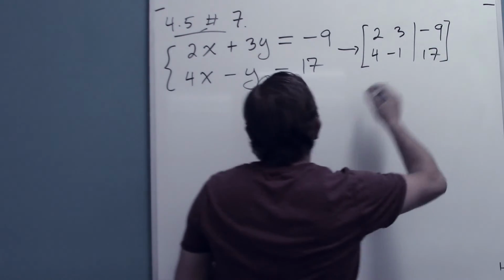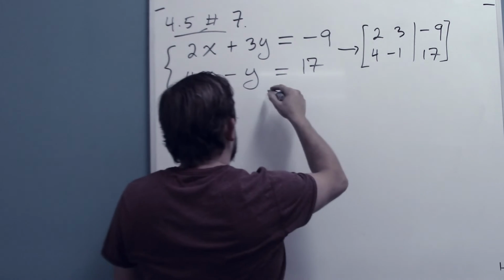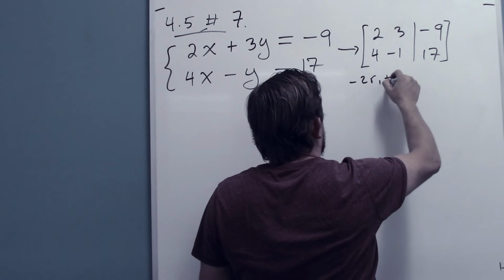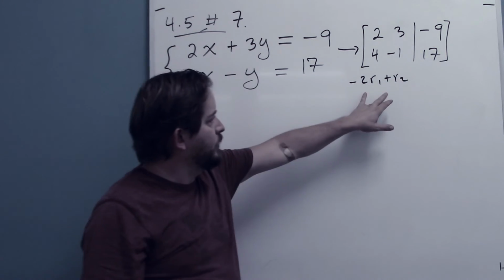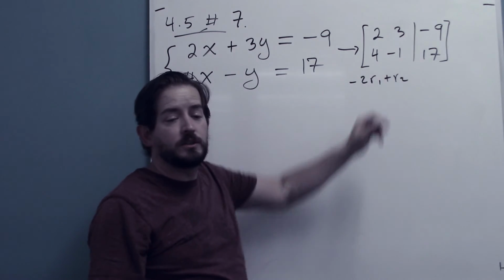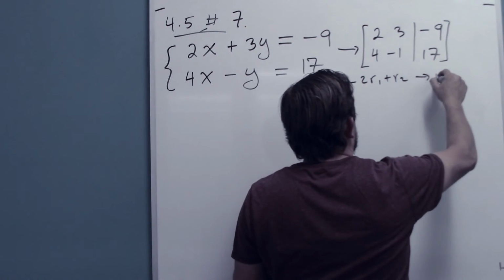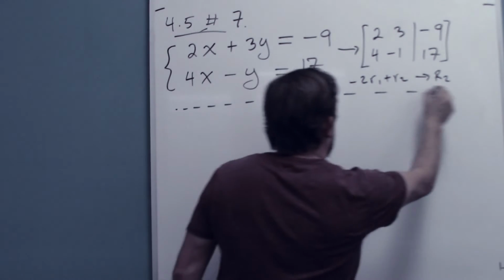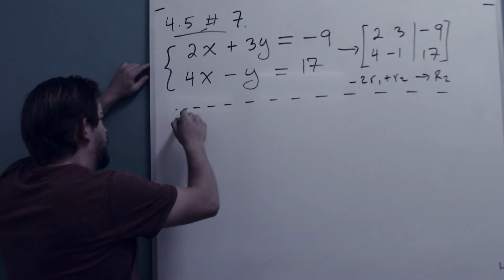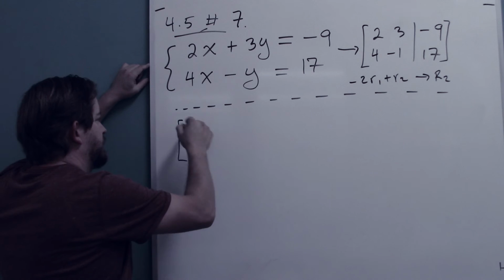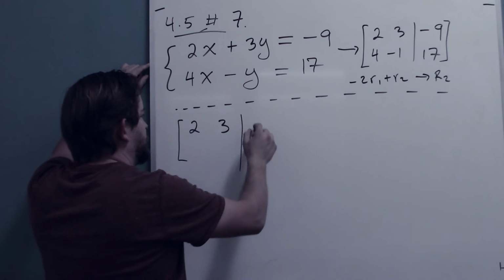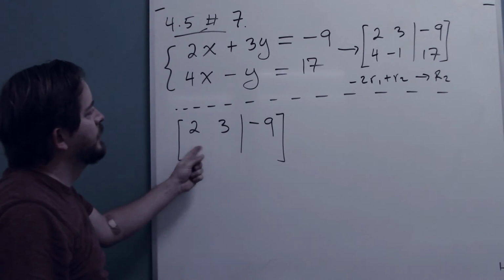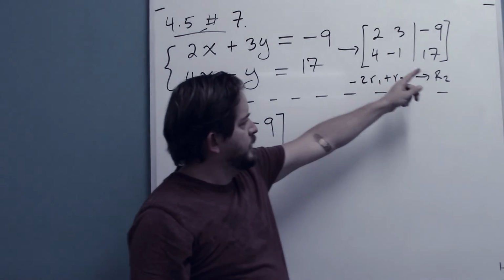-2 row 1s and add it to row 2. That's what I want to do to become my new row 2. And so my row 1 I'm just going to leave alone. I'll come back to that 2 later. It's probably not going to be a 2 by the time I get to it. But I'll come back to that spot, right? But -2 row 1 plus row 2 becomes my new row 2.